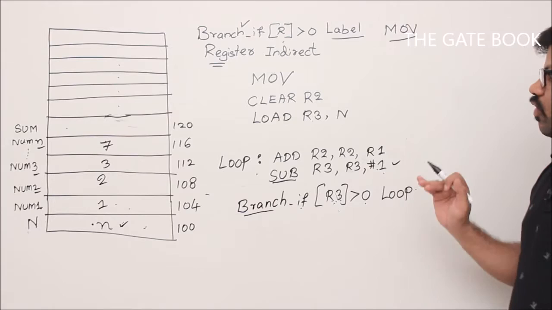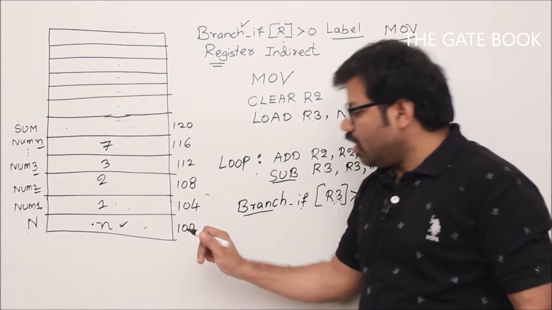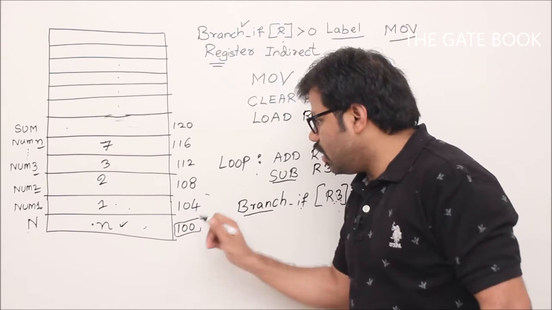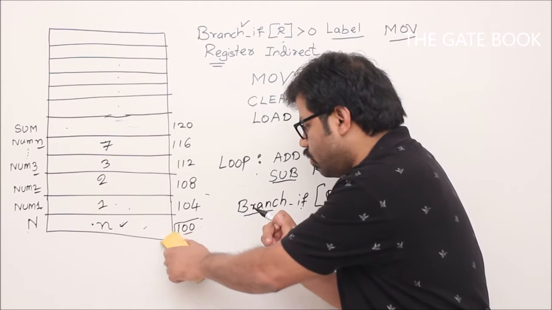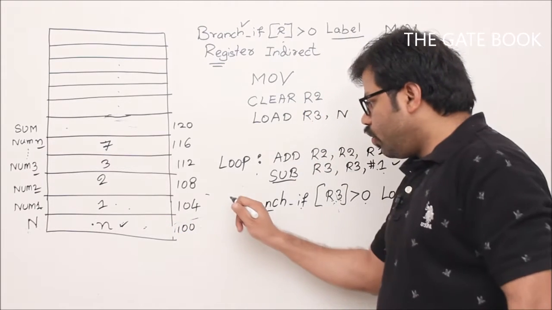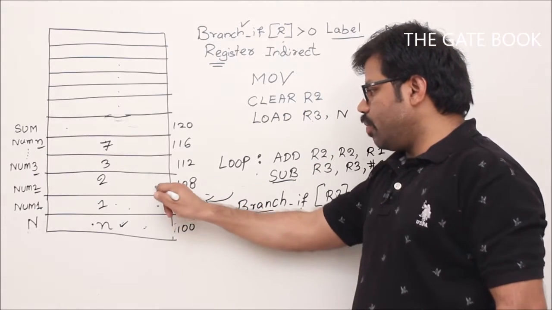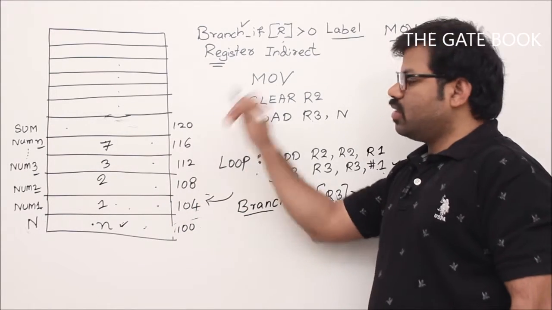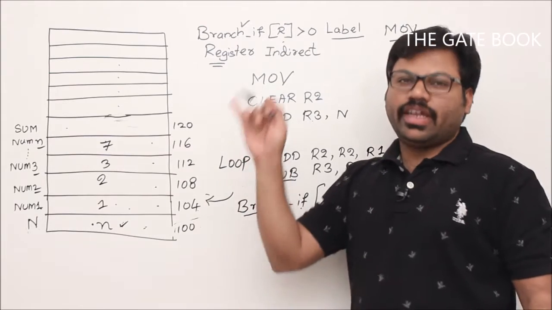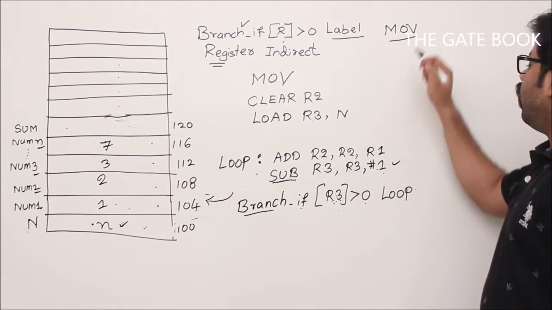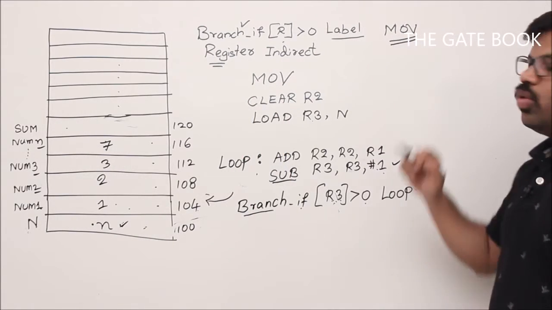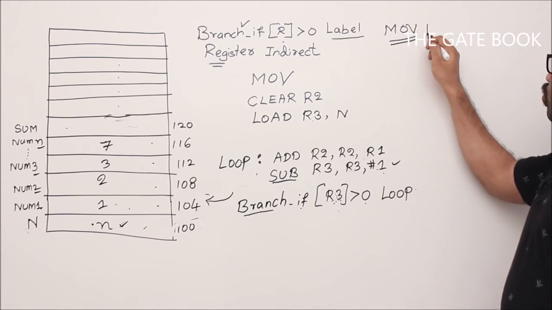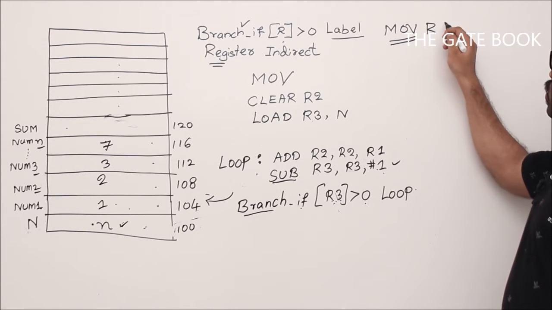Correct? Here your new requirement is, you want to take the starting address of all these numbers. So what is my goal? I will tell you. I am going to take the starting address of all these numbers, which is 104. Then every time I increment this address, so that I will go to the next numbers. Let me show that. For that, I am using an instruction called move. Move is going to move some address to some register.